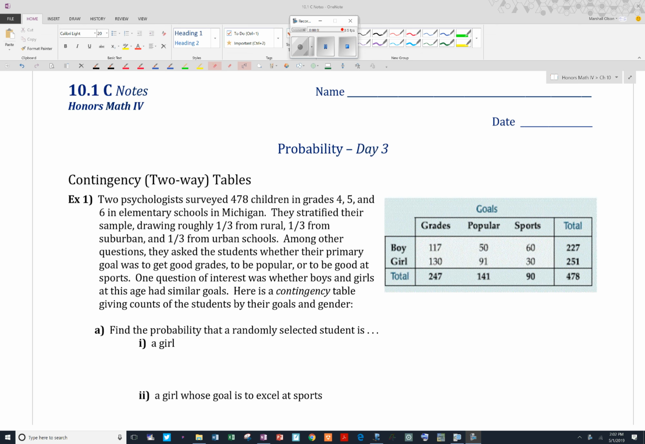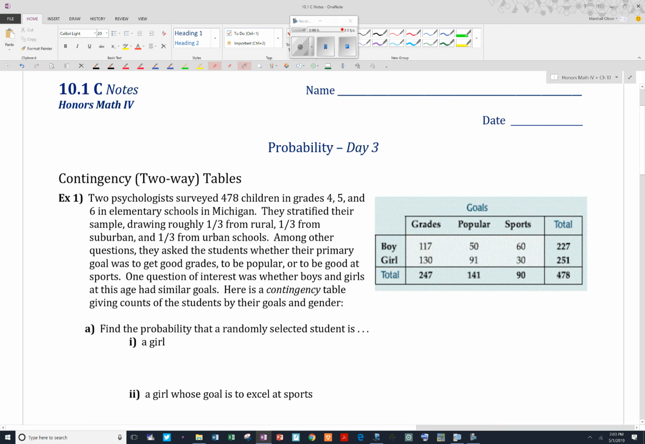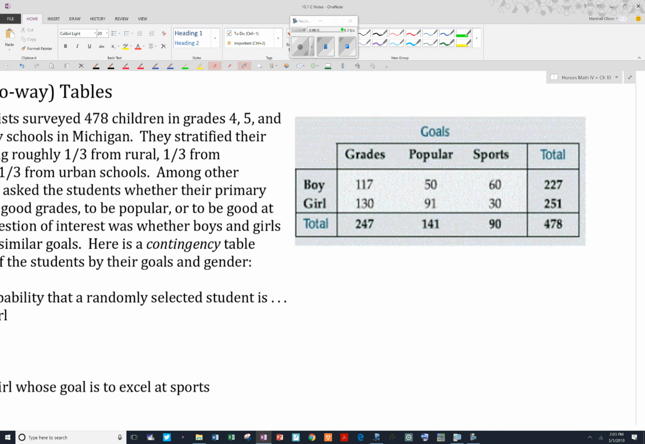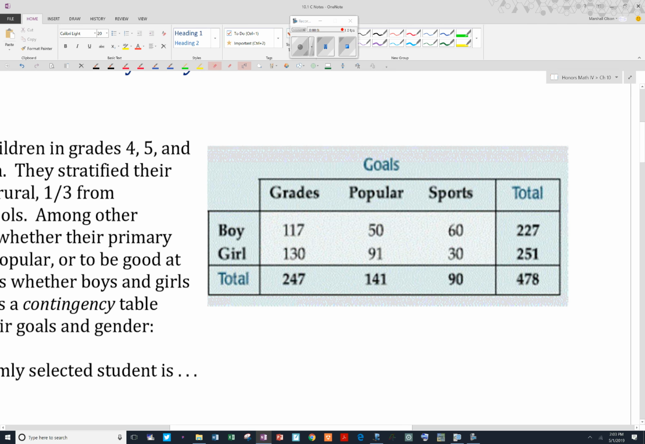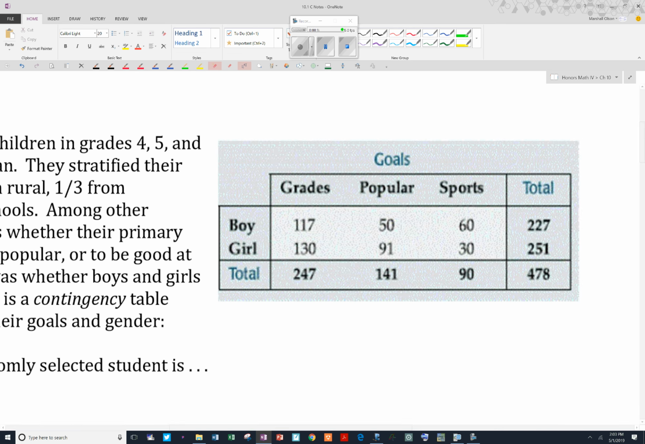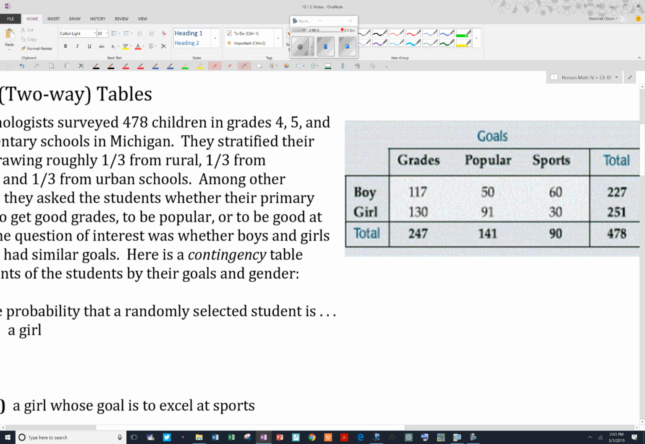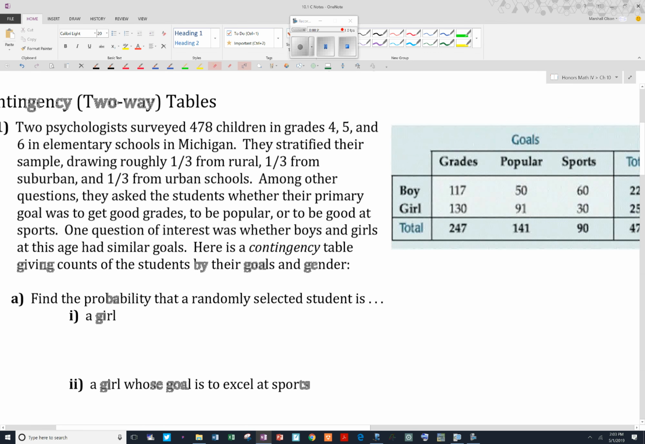Third day of probability, we're going to start with what are called two-way tables or contingency tables. We have two things that we consider each to be a variable here. One variable is gender, the other variable is the goals of different elementary kids in their daily lives. So we either are a boy or a girl in gender, and our goals in school or in life are grades, being popular, or sports.